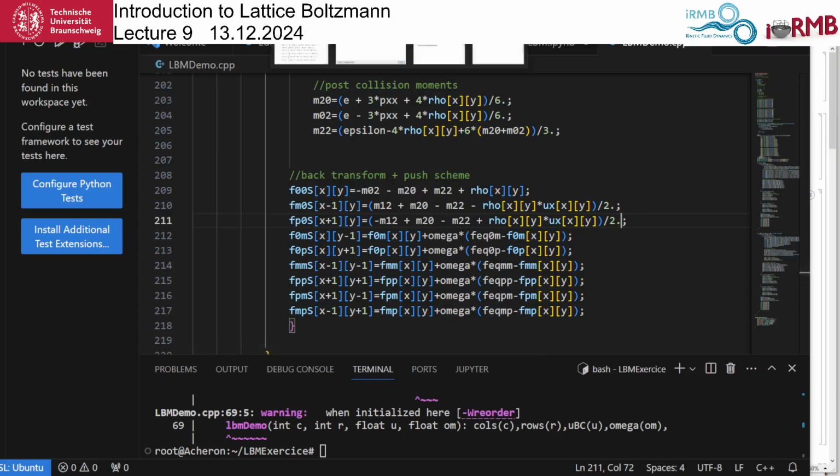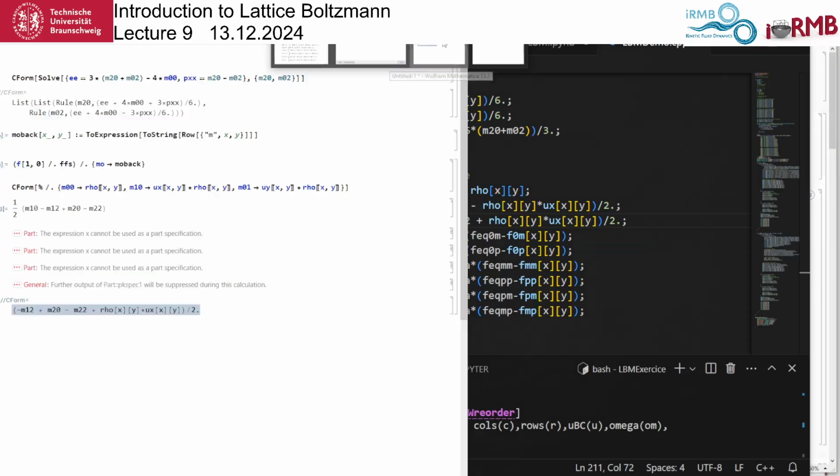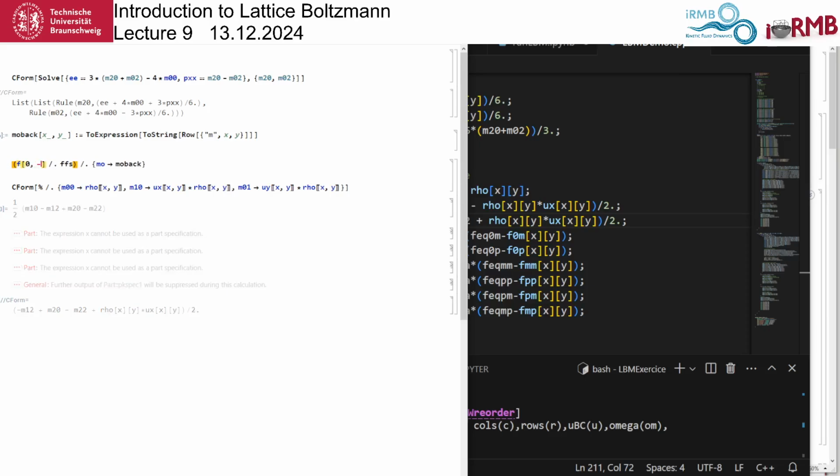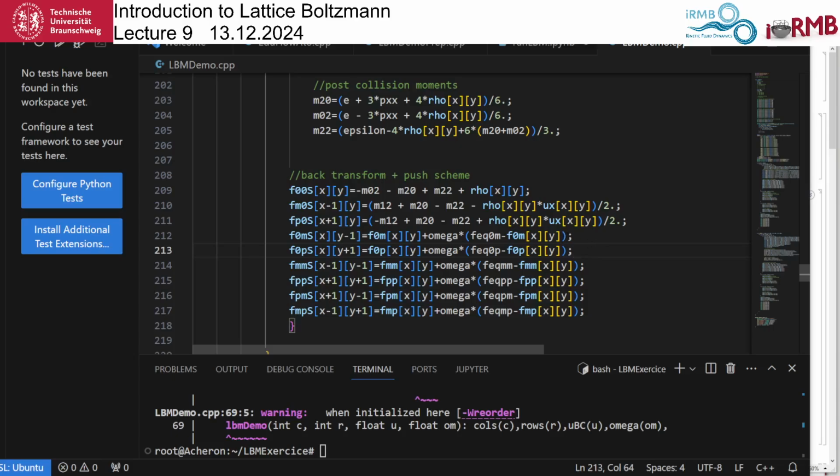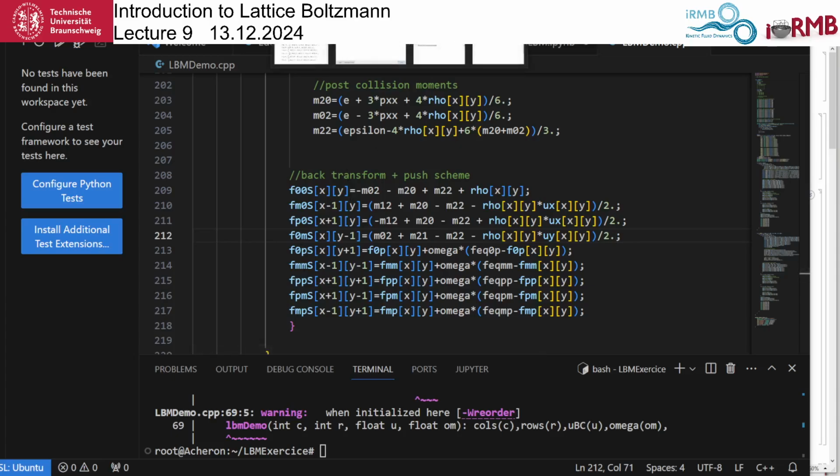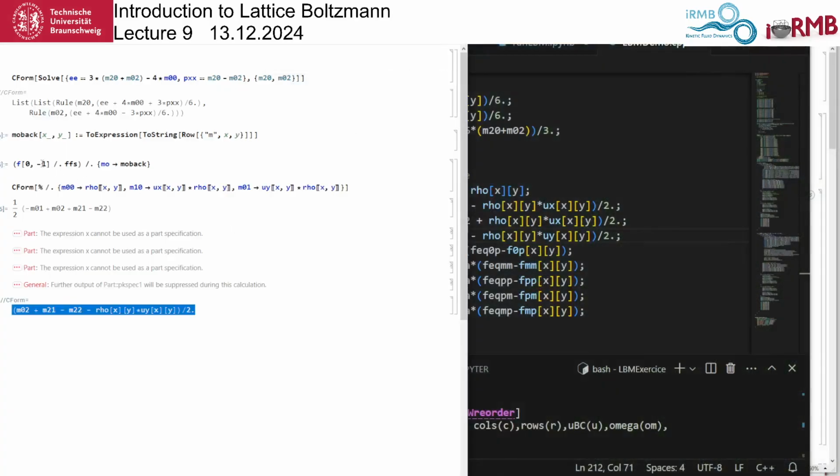The next is 0, minus 1. 0, minus 1 is this guy. Then comes 0, plus 1. Please look that I'm not making any mistakes, because this is difficult to repair later. This is difficult to see.